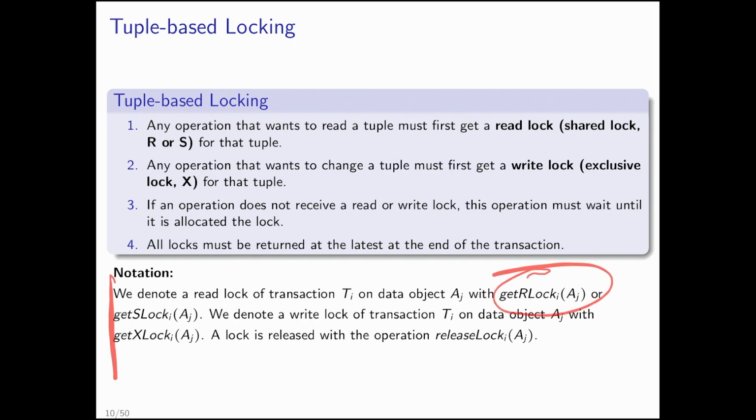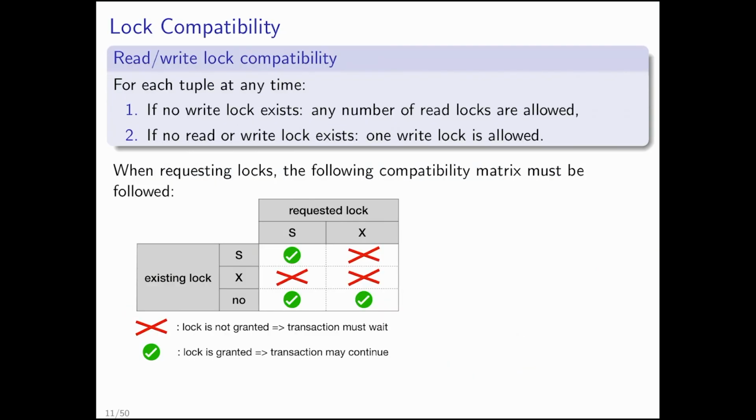Get read log for transaction I on data object A_J. Or we can also say get shared log, again it's the same thing, and the write log is the exclusive log. And you have a release log operation. Now we can enter that into our schedules, but before doing so, we look at the compatibility matrix that basically defines which logs can be acquired in which situation.